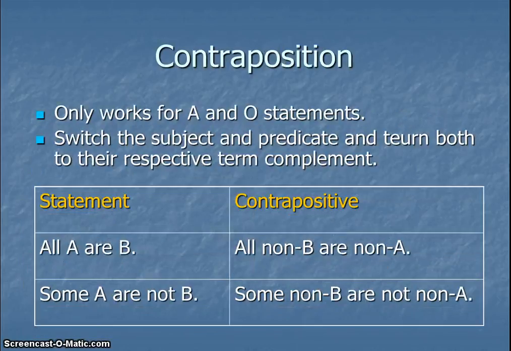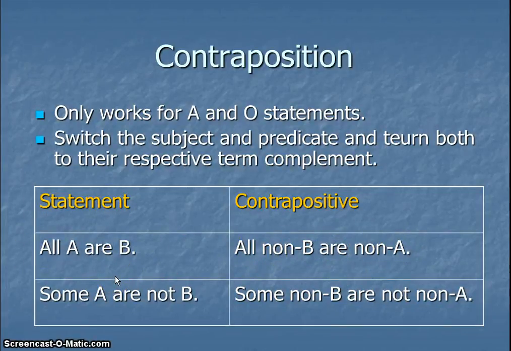When we look at contraposition, it works only on an A statement or an O statement. Okay, it does not work on an E or I statement. Here what we're going to do is we're going to flip both. We're going to switch the subject and the predicate, and we're going to apply a term complement to both. Or we're going to switch the predicate and the subject and remove the term complements. In most cases, what we're doing in contraposition is we're going to remove the term complements. So for me to do that, I swap A and B, so all non-B are non-A becomes all A are B. So it works in both directions.